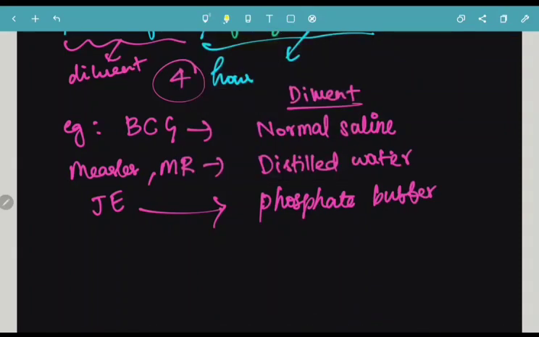So again I'm revising. What is the diluent used in BCG? Normal saline. What is the diluent used in measles and MR vaccine? Distilled water. What is the diluent used in Japanese encephalitis? Phosphate buffer. So we've almost covered everything about vaccines. Now we'll be moving on to the next 2 important questions. We'll be covering the vaccine vial monitor and the cold chain, ice lined refrigerator. All of this we'll be covering in detail.